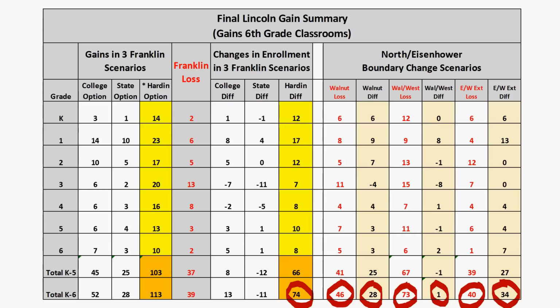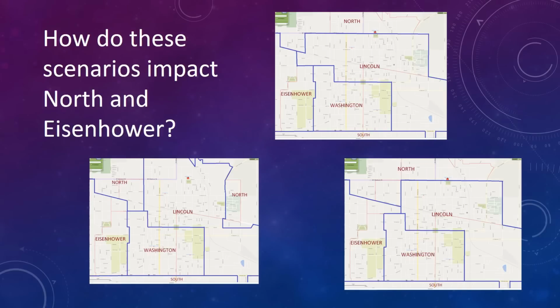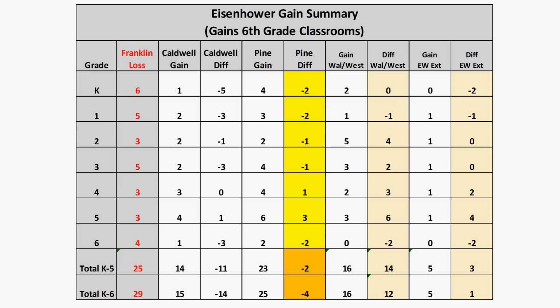Given the fact that Lincoln will be losing its 6th grade students to the junior high and then will be gaining the classroom space because kindergarten students are not moving to Lincoln, all of those scenarios are viable options. How do these scenarios impact North and Eisenhower?